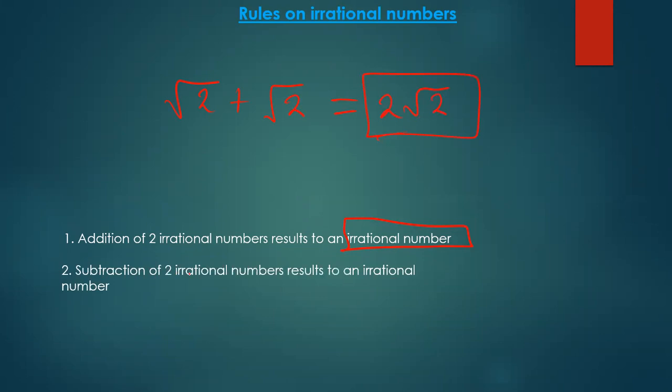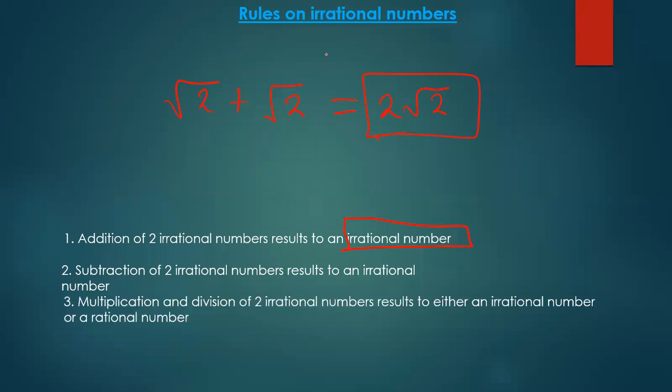When you subtract two irrational numbers, the answer that you get will still be an irrational number. So when you do the subtraction, in most cases, the answer that you get is usually an irrational number. Then the other rule is that when you multiply and divide two irrational numbers, the result will either be an irrational number or a rational number.